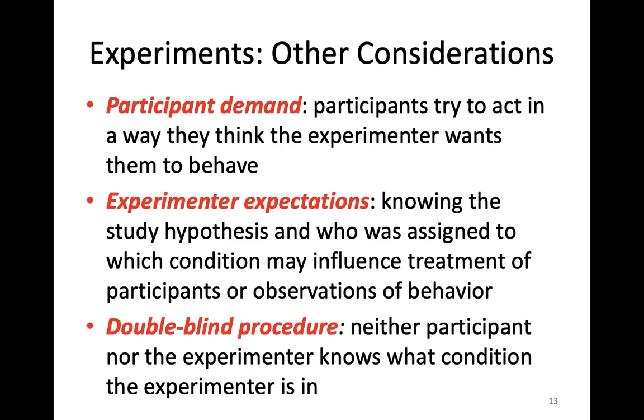Another issue is that experimenters have their own expectations. And so when an experimenter knows what is supposed to happen, essentially they know the study hypothesis, and they know who is assigned to the different conditions. They know who gets the placebo, they know who gets the active drug, or they know who gets the highlighter versus they know who doesn't. An experimenter might inadvertently act in a way which influences participants or their own observations of behavior.